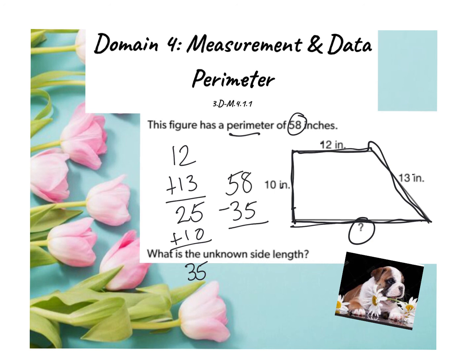And we don't even need to regroup. 8 minus 5, which is 3, and 5 minus 3, which is 2, to give us 23 inches, which is the unknown for this side.